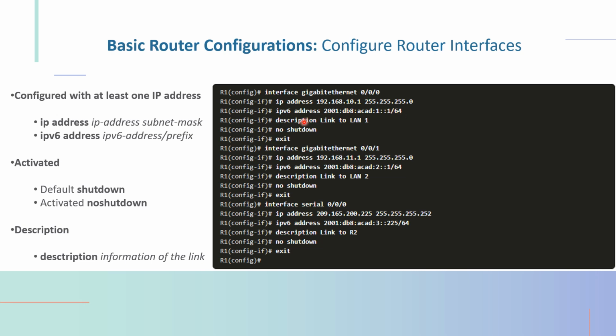And then we can even add a description here with the description command followed by the information. In this case, we are saying that this is a link to LAN 1. We will need to activate the interface with the no shutdown command, and then we have to exit from this interface and go to interface GigabitEthernet 0/0/1, and same, we have to configure the IPv4 and IPv6 address. We have to add a description, which says it's a link to LAN 2.